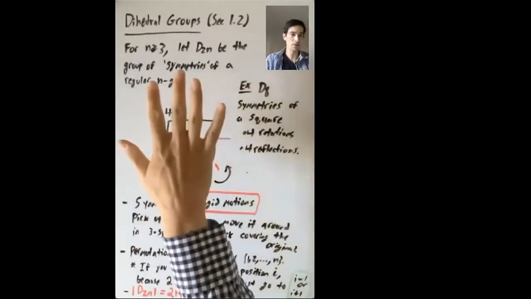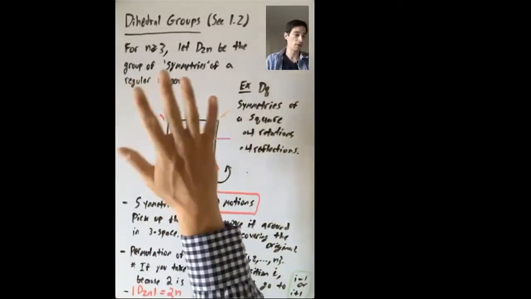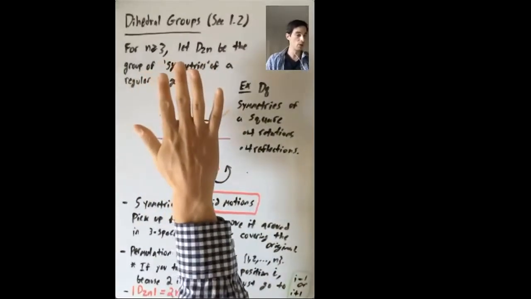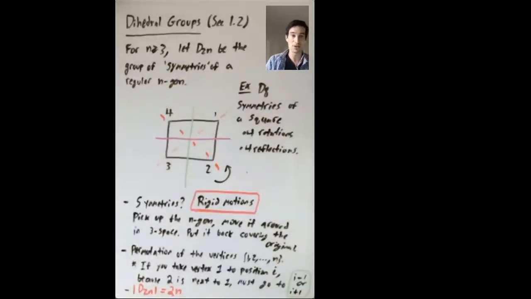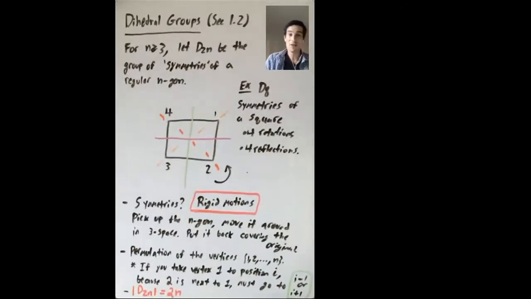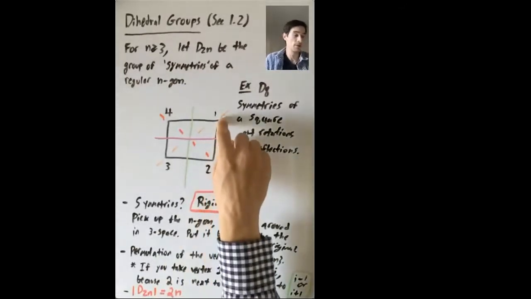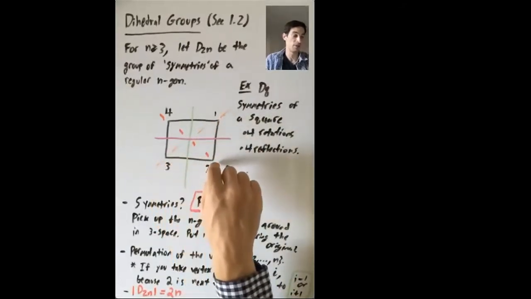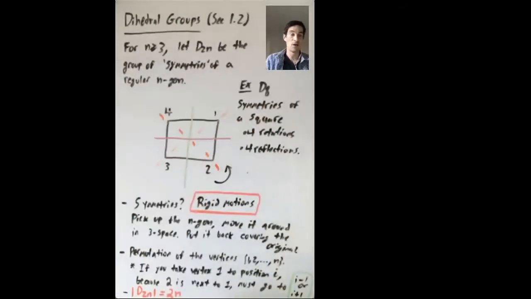So you can pick up your square, you can move it around in 3-dimensional space, like you can rotate it over like this, and then you put it back down on top of your original square, and now the vertices have moved around. The one that was originally labeled 1 maybe is over here now. The one originally labeled 2 maybe is over here now. So rigid motions is a nice way to understand what kind of symmetries we're talking about.